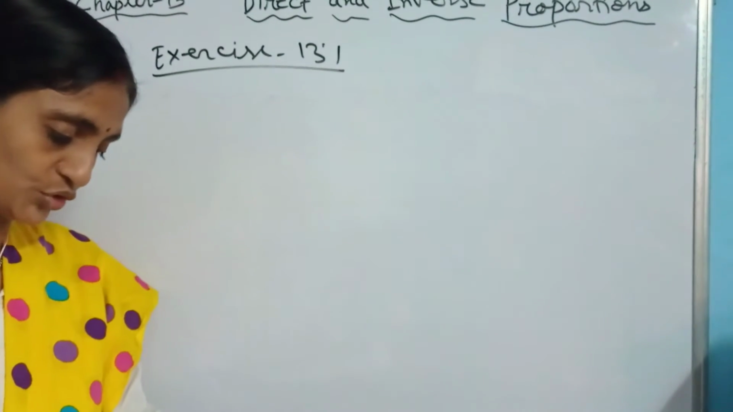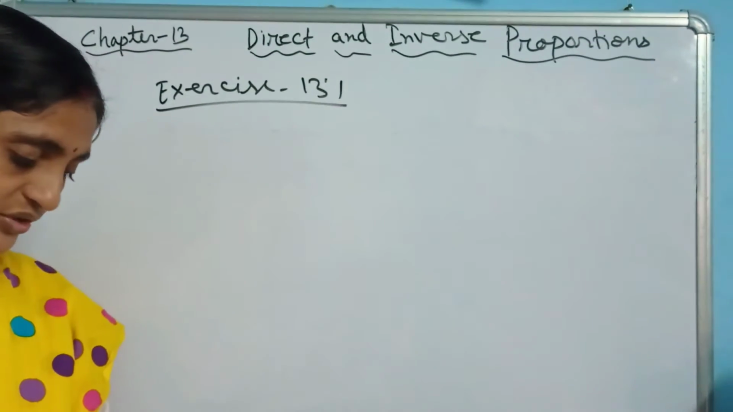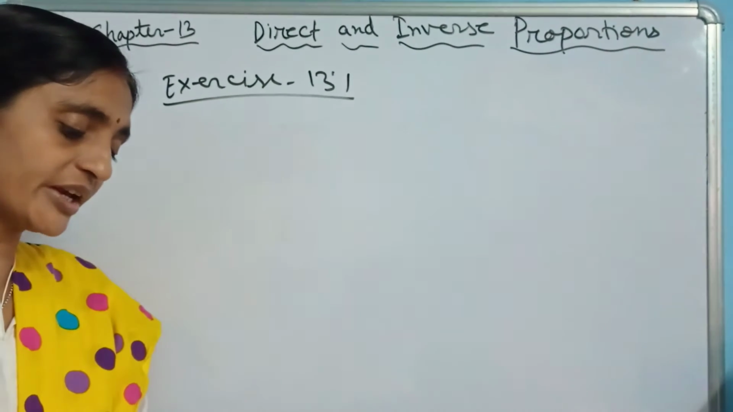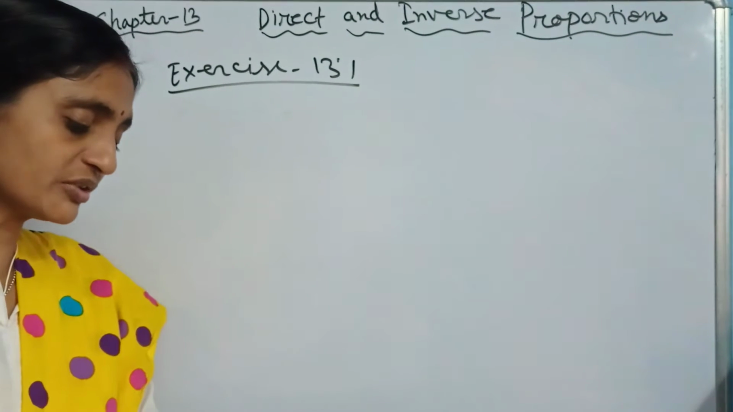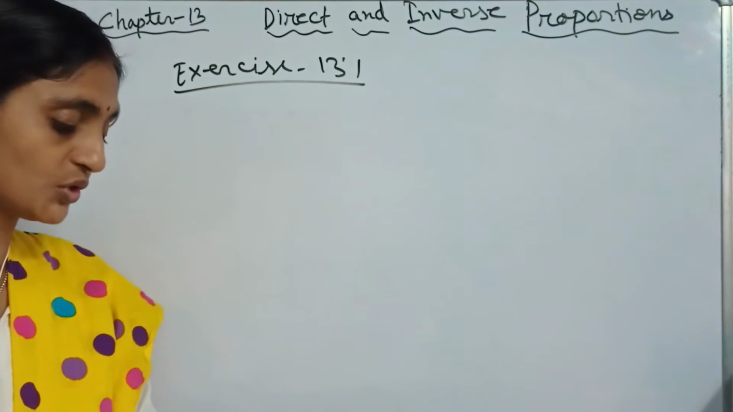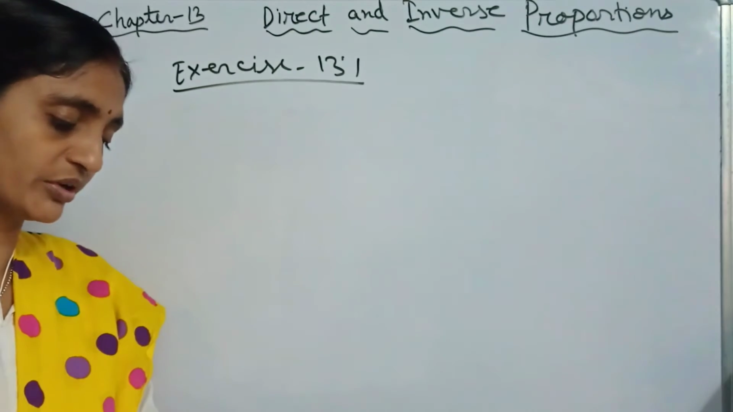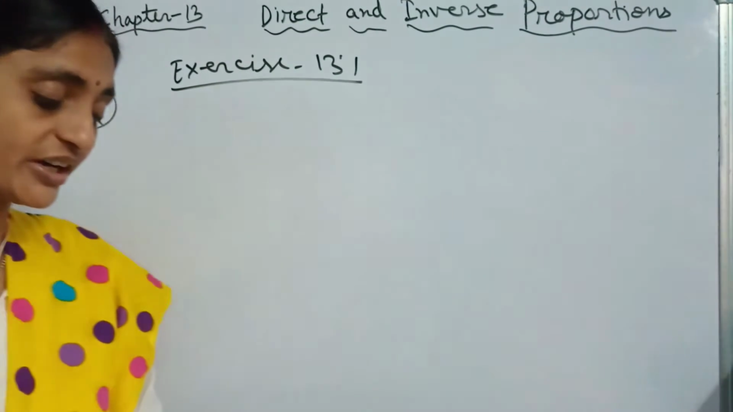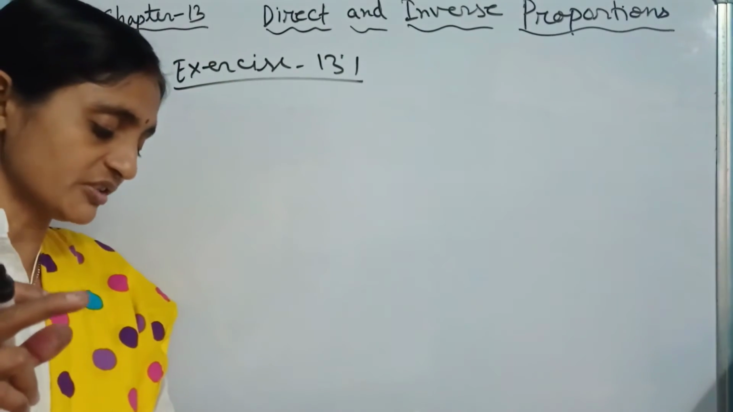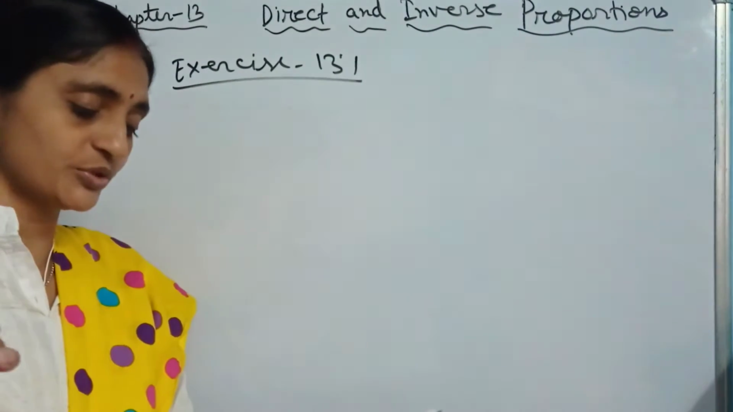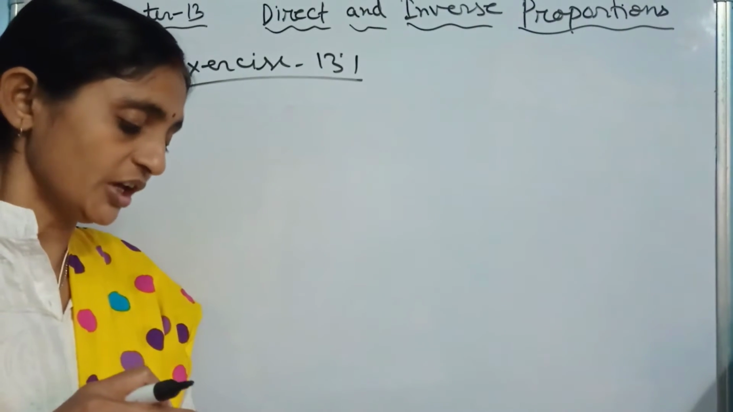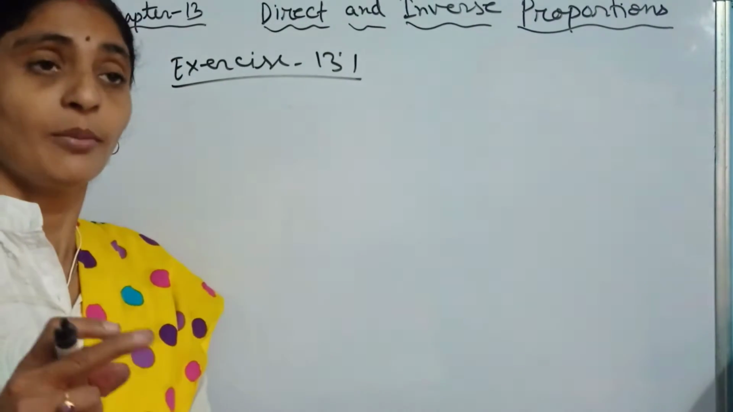Here I have taken question number 6 from your exercise 13.1. The question is, in a model of a ship, the mast is 9 cm high, while the mast of the actual ship is 12 meter high. If the length of the ship is 28 meter, how long is the model of the ship? What has been given from the actual ship? The height of the mast and the length of the ship. From the model you have the height of the mast only, you don't have the length of the model ship.